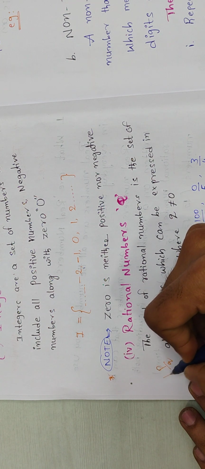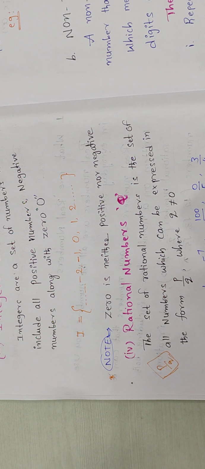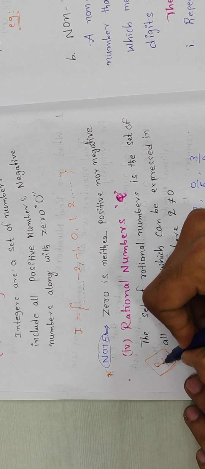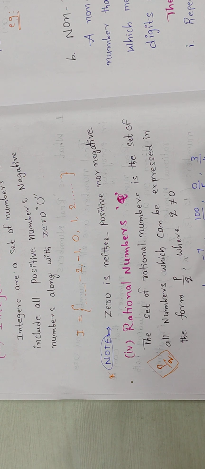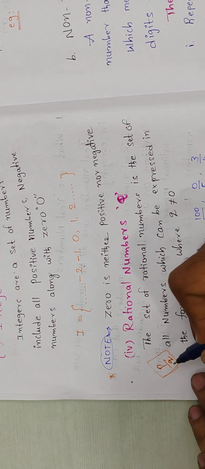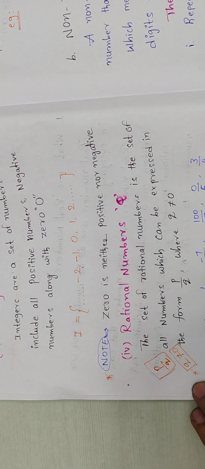Okay, for fractions, when we are writing any number in the form of p by q, that is the fraction form, and where this q should not be equal to 0. This q should not be equal to 0.